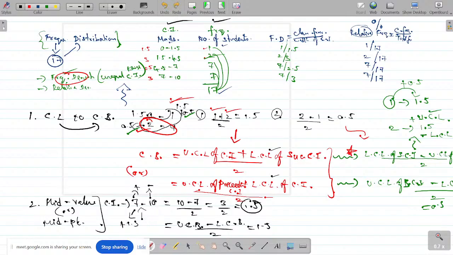So your formula will be: lower class boundary plus this formula. I'll put a box. For getting the 10 value, it's the upper class boundary minus this box. Clear? This is what you call the adjustment factor. Because you're adjusting, right? What do you call adjustment?